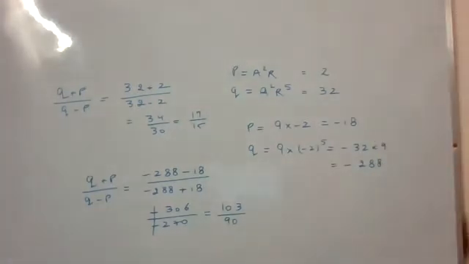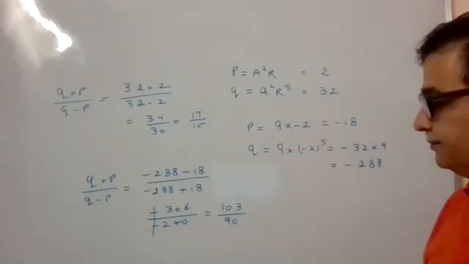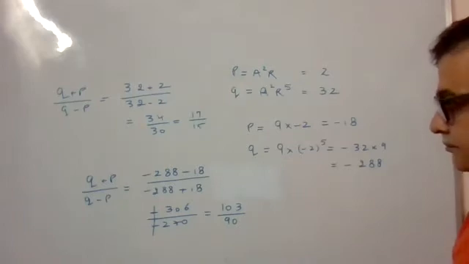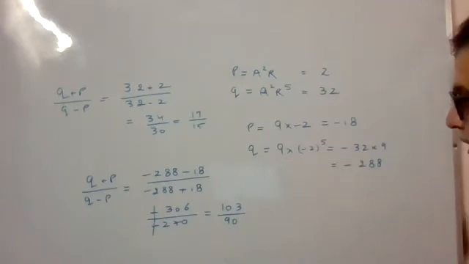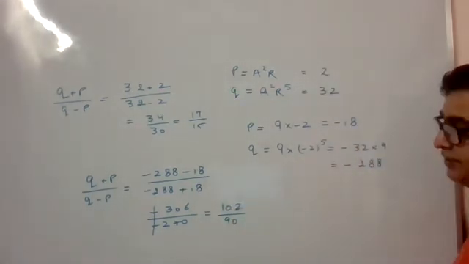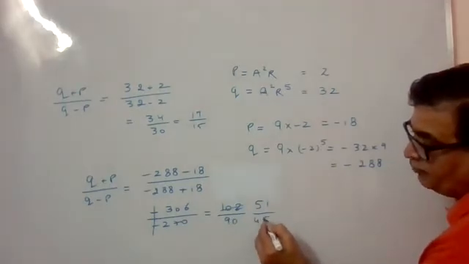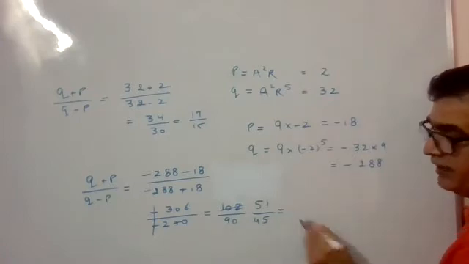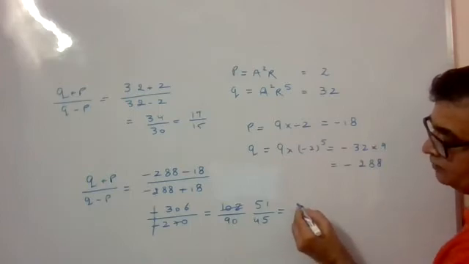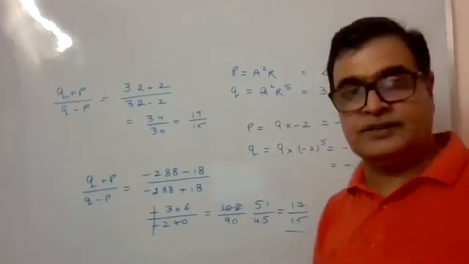Now is something cancel out? Something wrong we are doing. 102 it is. Right? 102 will come. So it will come 51 and this is 45. Again by 3. By 3 कितना हुआ बोलो? 17 by 15. यही चाहिए था आपको. You got the answer.